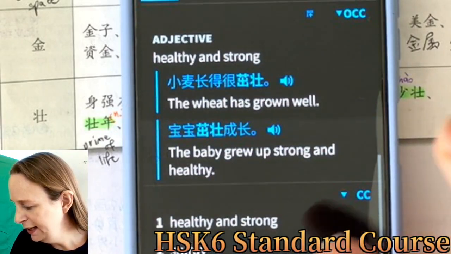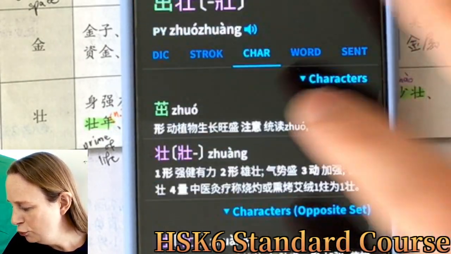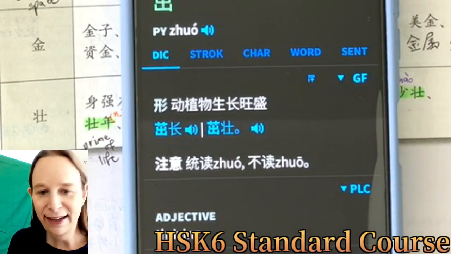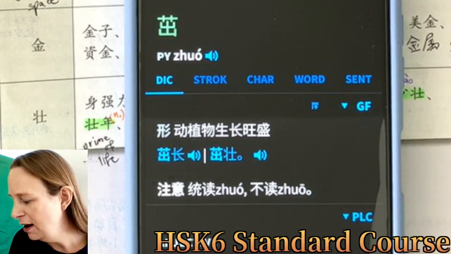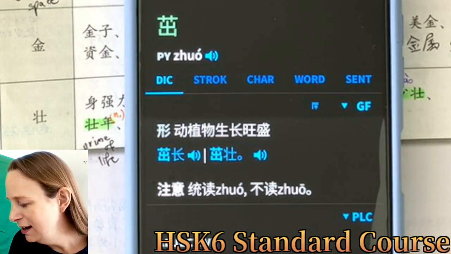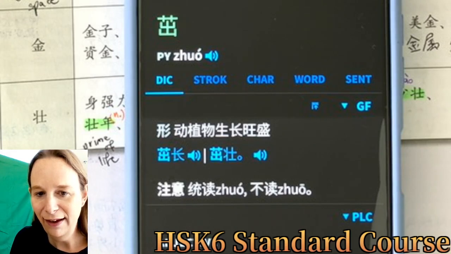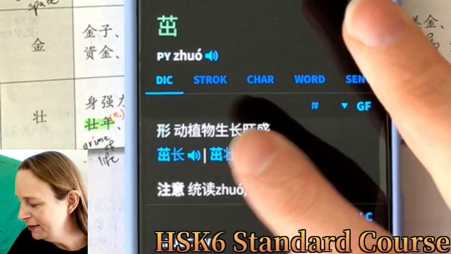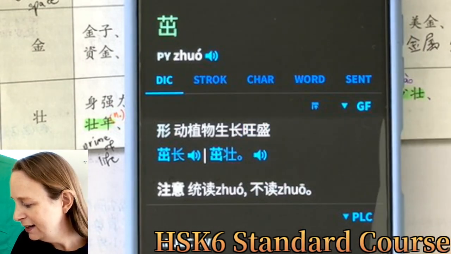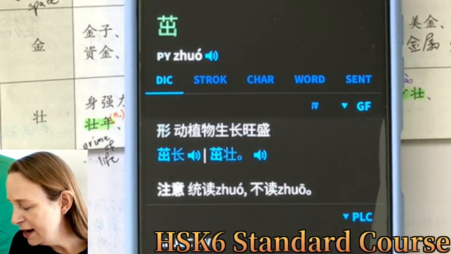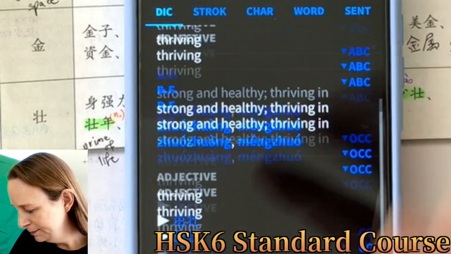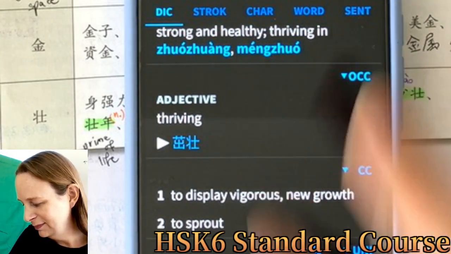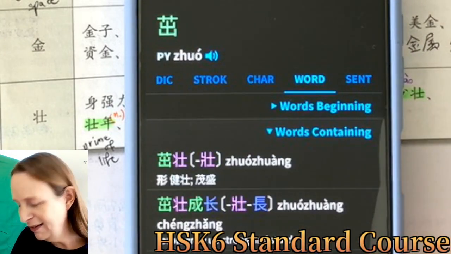All right, sturdy. What does this 茁 mean? Well, we better look at it while we're here. 茁, pertaining to plants, 动植物. Oh, and animals. 生长旺盛. Okay, so 生长, birth and growth. 旺盛 is like thriving or something like that. Vigorous. All right. 茁长. 茁壮. It's just this, right?